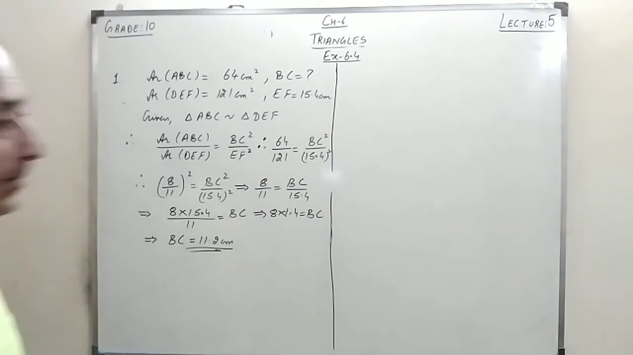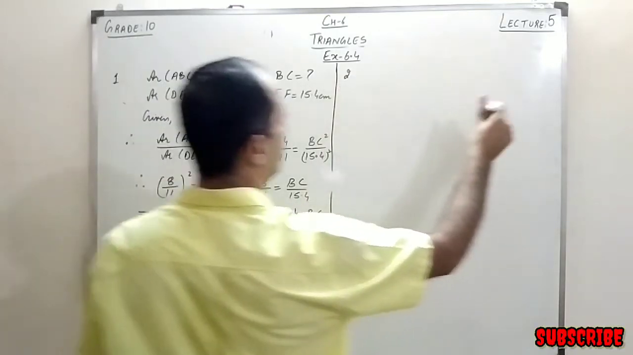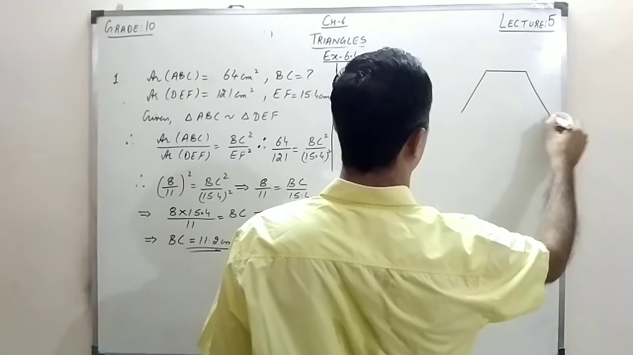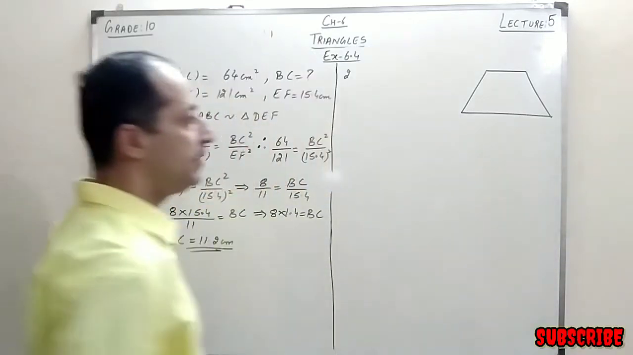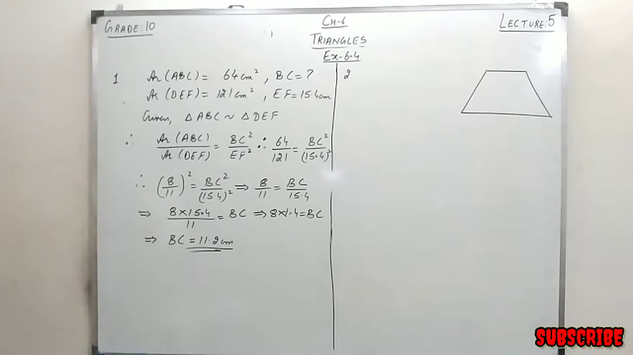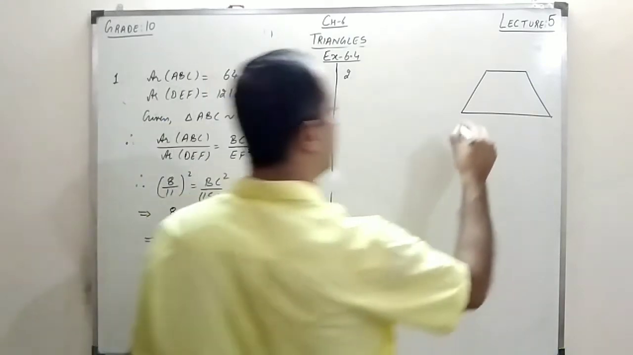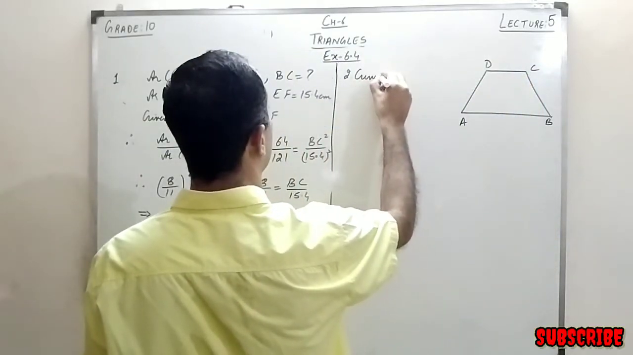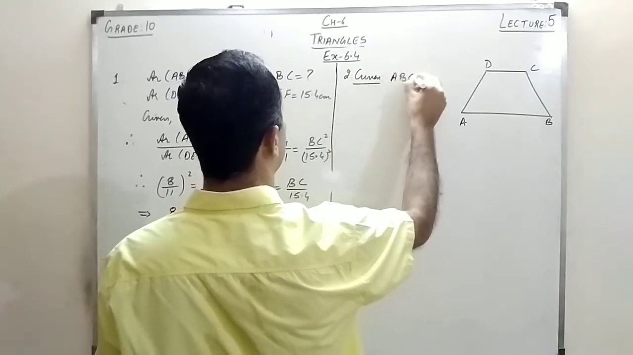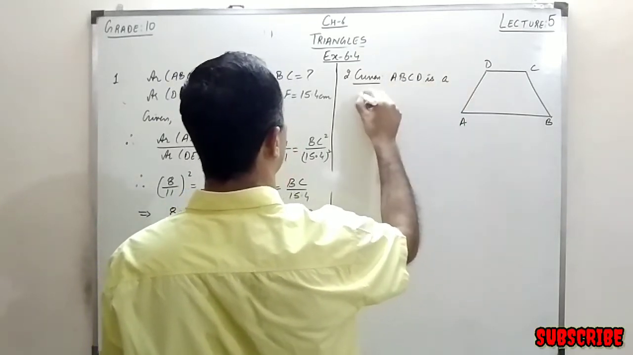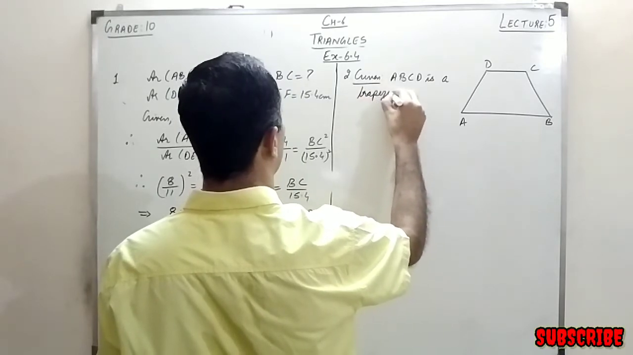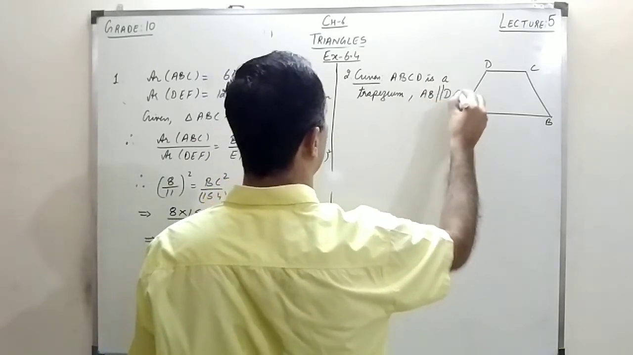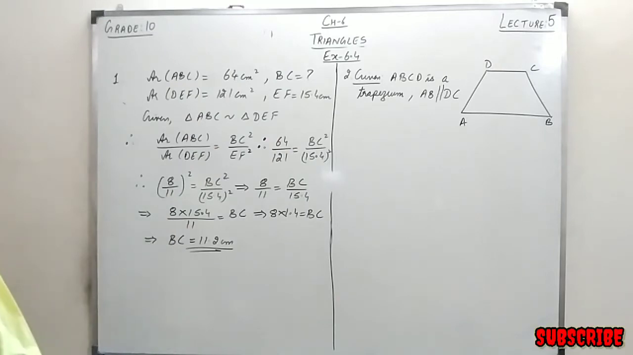Now the second question is given that we have a trapezium. We have a trapezium ABCD with AB parallel to DC. What is given to us? ABCD is a trapezium and AB is parallel to DC. What else is given?